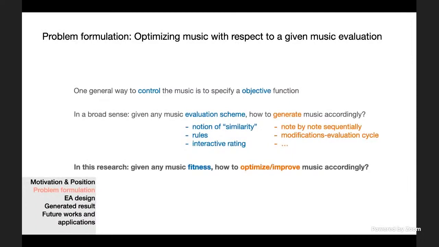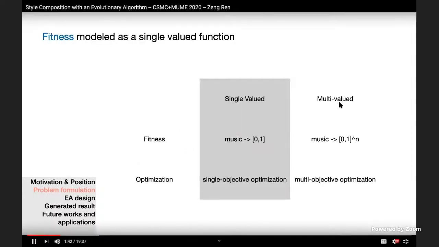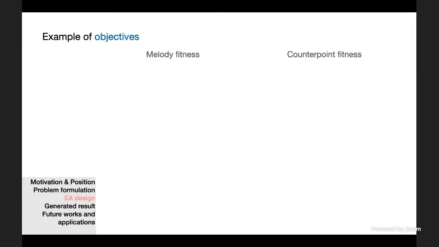Now let's focus on these two crucial components, fitness function and optimization algorithm. The fitness function can be single-valued or multi-valued, and depending on which, their optimization has very different behaviors. In this paper, we will use a single-valued function for simplicity. Now let's take a look at some examples of musical objectives. In the demonstration in this paper, we're trying to build an 18th century first species counterpoint.